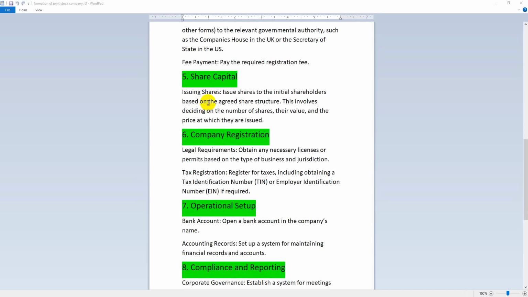Share capital: issue shares to the initial shareholders based on the agreed share structure. This involves deciding on the number of shares, their value and the price at which they are issued.